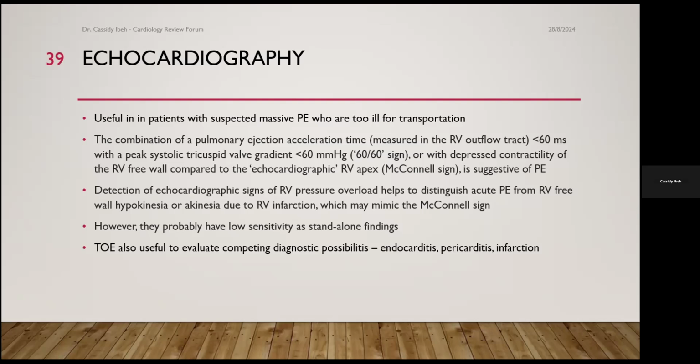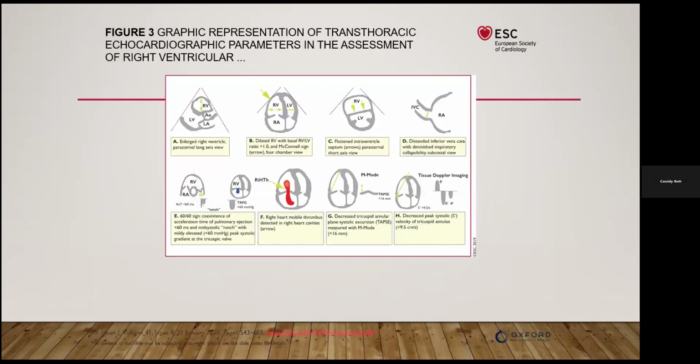Now, transesophageal echo is also useful in cases where there are some conflicting results, in order to clarify the result based on endocarditis or pericarditis. Now, these are some of the features that are seen in echocardiography in acute pulmonary embolism. You have the enlarged right ventricle on the short axis view. You can see it quite dilated on the long axis view. Then looking at the apical view, you can see it's also dilated.